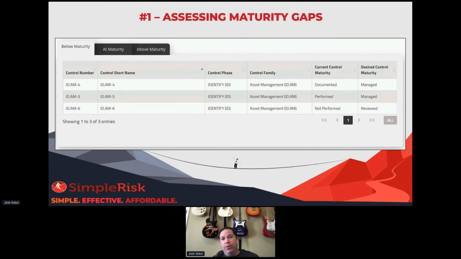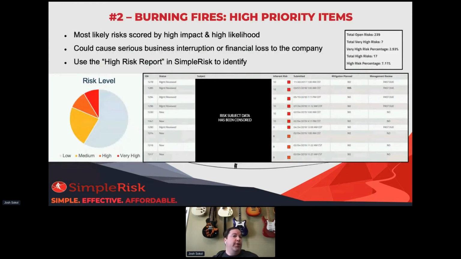Now, the next thing that we're going to want to do here is to look at burning fires. These are high priority items. So these are most likely risks that are scored by a high impact and a high likelihood, so the things that are going to end up being up and to the right in our little grid, with the high and the high. These are usually things that could cause serious business interruption or financial loss to the company.